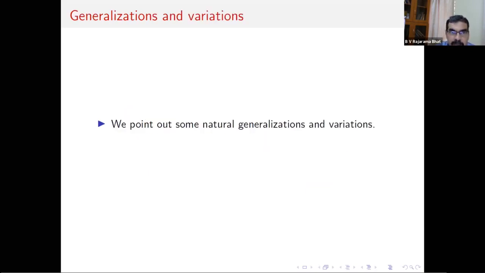Then we also talk about some generalizations and variations, some very natural things you can think about, and some vector space versions, etc. I'll speak about it when I come there.